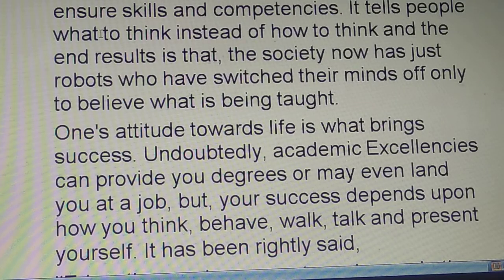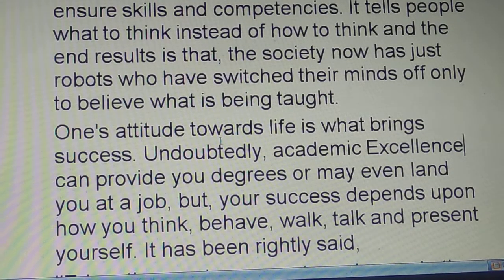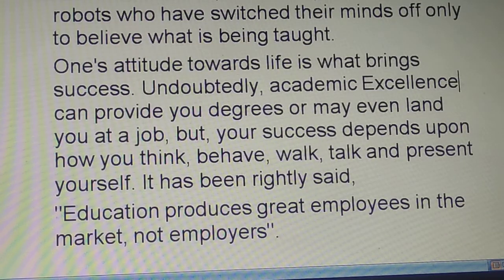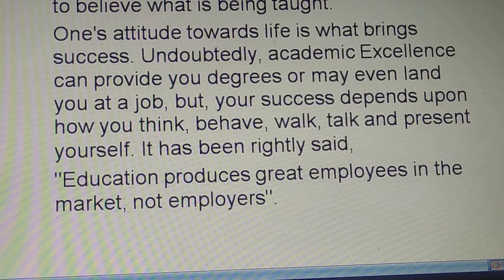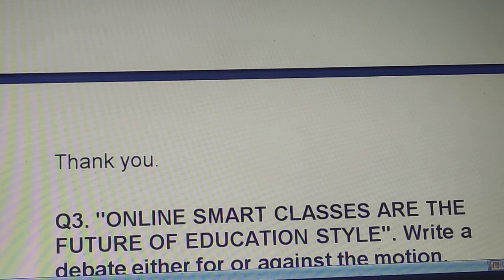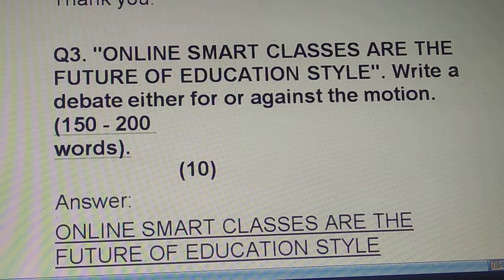Undoubtedly, academic excellence can provide you degrees or may even land you a job. So academic excellence is of course important. Education produces great employees in the market, not employers. Very true. Then at the end you have to say thank you. Okay, look at that. Nice question.